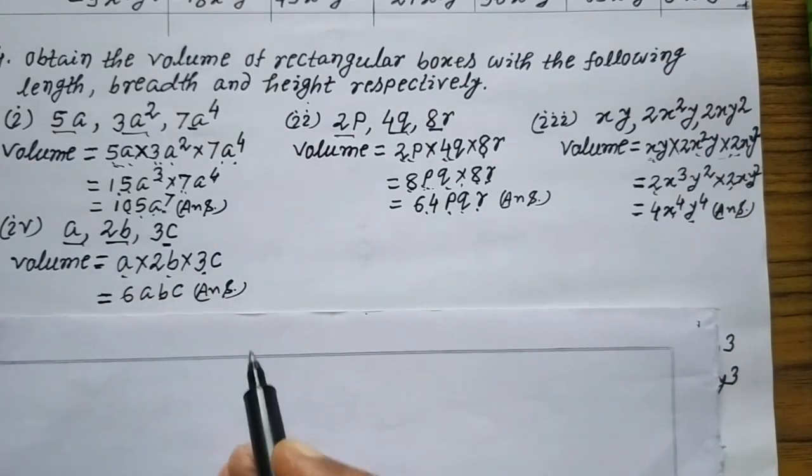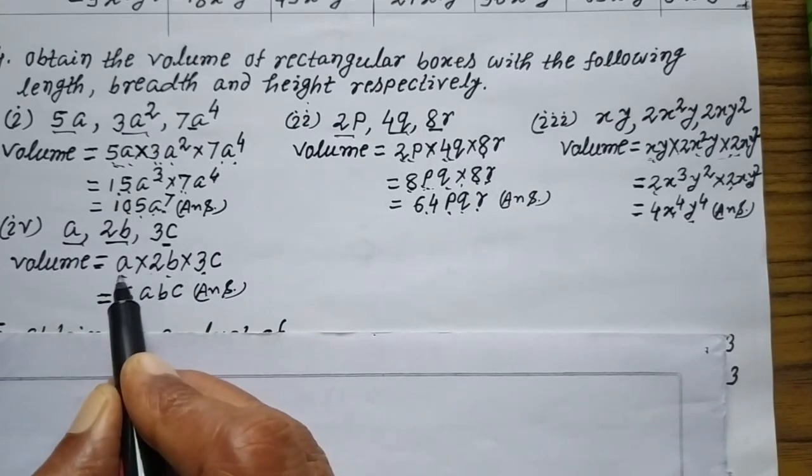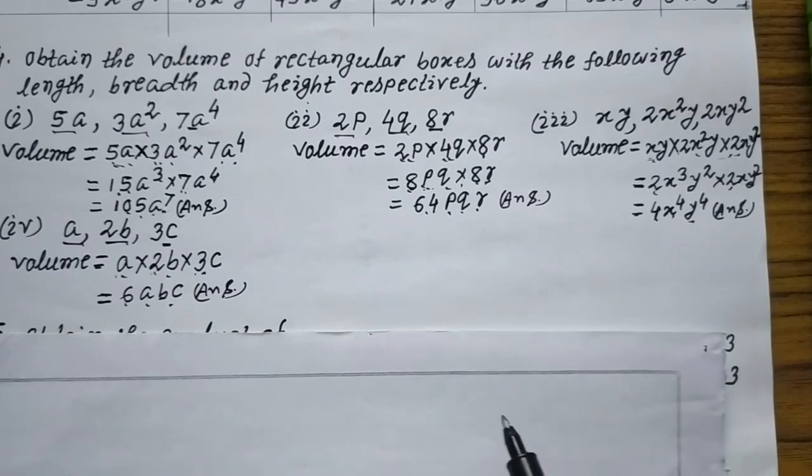Question, this is the length, breadth and height. So a into 2b. All variables are not the same, so all variables will be adjusted. 3 2 is 3 2 and 3 2 is 6 abc. You can write it together.